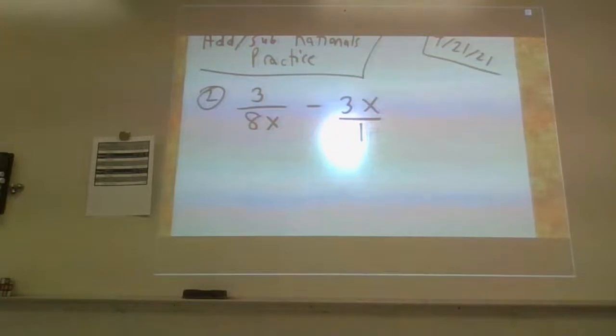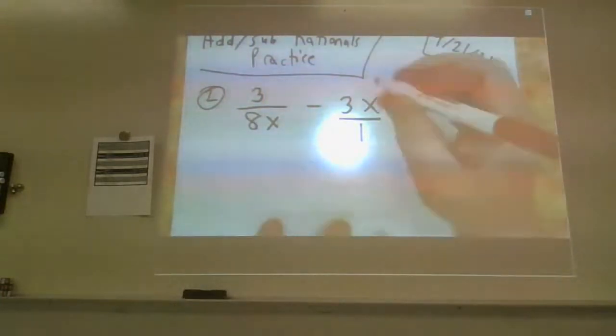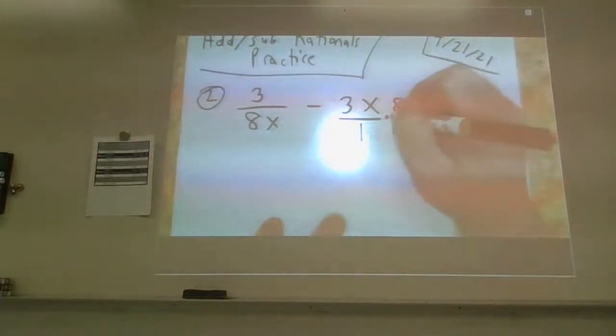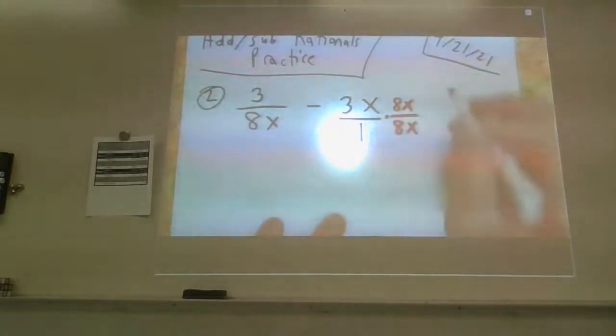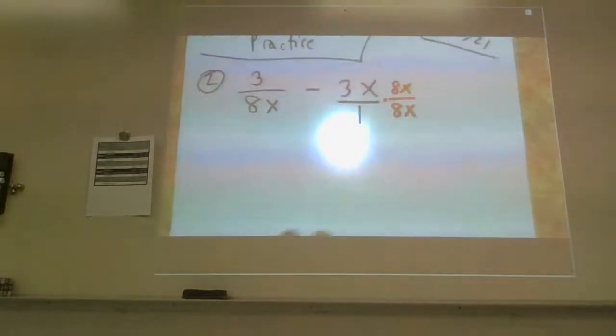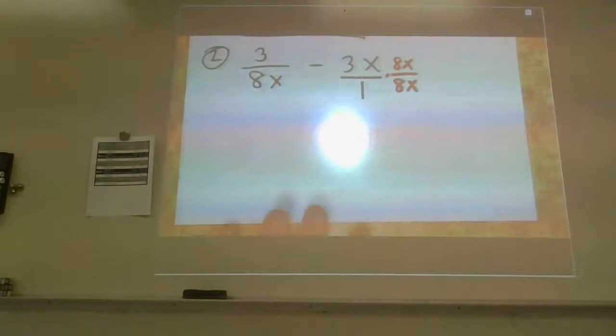For this problem, because the denominator is 1, it's actually a nice little transition here. I'm actually going to multiply that fraction by 8x over 8x. The general idea being that I'm not changing the value of that fraction. I'm not changing the value because I'm multiplying technically by 1. But I am changing the way that it looks. That is the important aspect.